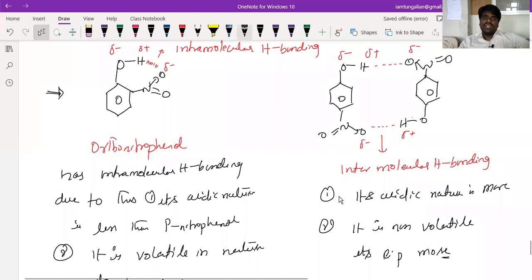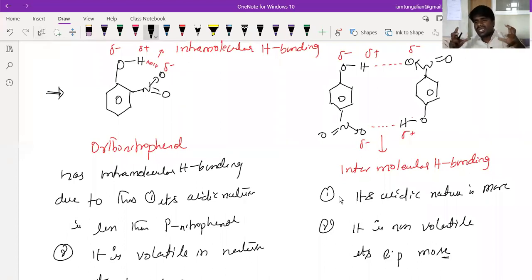Because of the intramolecular hydrogen bonding, orthonitrophenol does not keep much contact with other molecules. So the molecules are isolated from one another, and as you provide a little heat, it gets evaporated. Whereas in paranitrophenol there is connectivity between the different molecules, held by hydrogen bonding. If you want to vaporize, first you have to break this intermolecular hydrogen bond. So its boiling point will be more. We call it non-volatile.